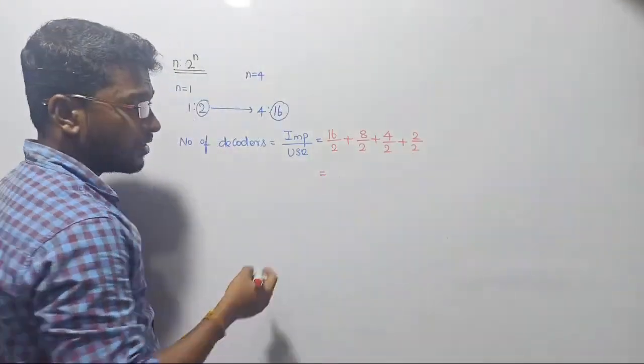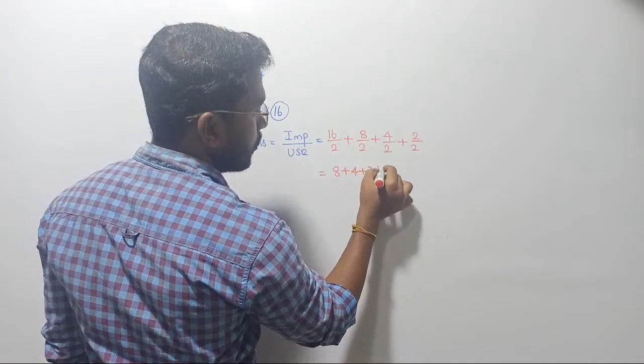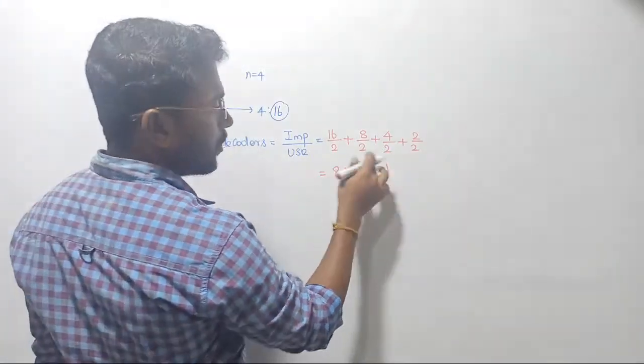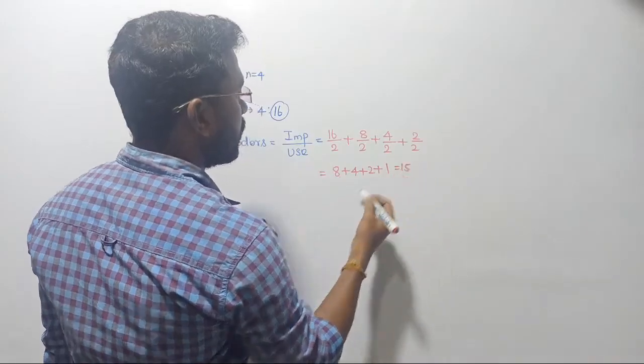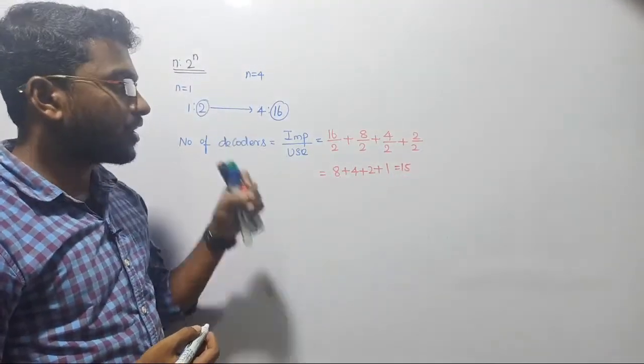How many decoders should be required? 8 plus 4 plus 2 plus 1, such that we are going to get 15. So totally 15 1 cross 2 decoders should be required in order to implement a 4 cross 16 decoder.